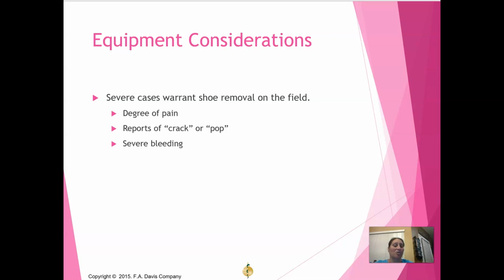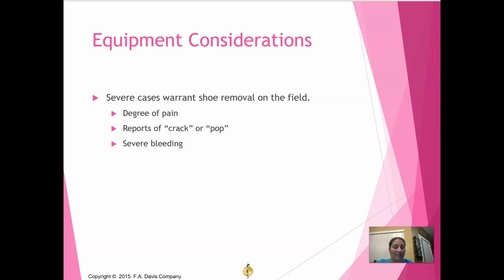If they do report a crack or a pop, and that's why I ask, did you hear anything? I don't like that question because it's not an open-ended question. I prefer one where they can elaborate more. So instead, I try and remind myself to say, what did you hear, if anything? If they say there's a crack or a pop, or they feel like their foot's getting wet, stereotypically that's going to be blood, we will take off the shoe, and there is an appropriate way to take off the shoe.